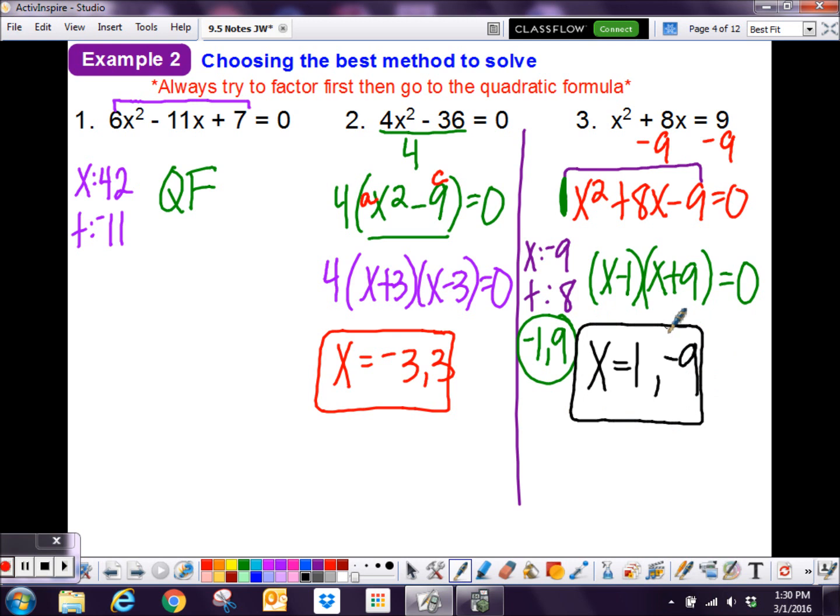Okay, if I'm going too fast for you here, it's probably just because you don't know how to factor. So if you, on this next test, if you do not know how to factor, you might want to use the quadratic formula or graphing. But if you know how to factor, sometimes that is the quickest way.